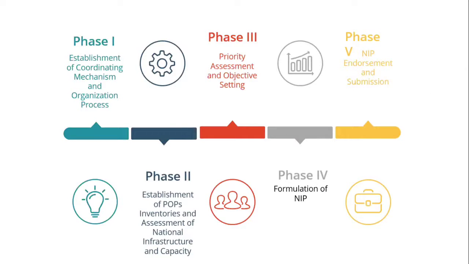Basically, this main guidance, as I said, has five phases envisaged. The first phase is establishing a coordinating mechanism and organizing the process of developing the NIP. So this is where the government will first initiate the process. As a party to the convention, it is the obligation of the party to develop and endorse that national implementation plan for that country, and then transmit it to the COP, to the secretariat, so that the NIP is available for all the parties.